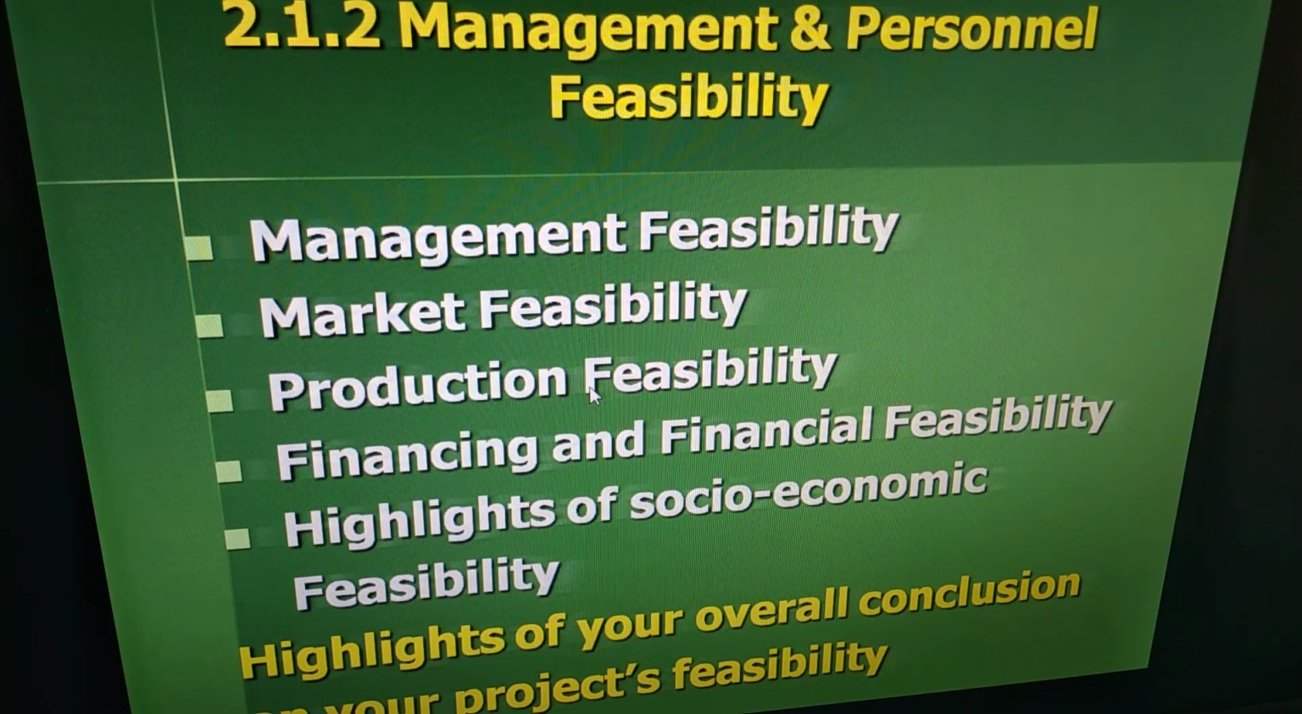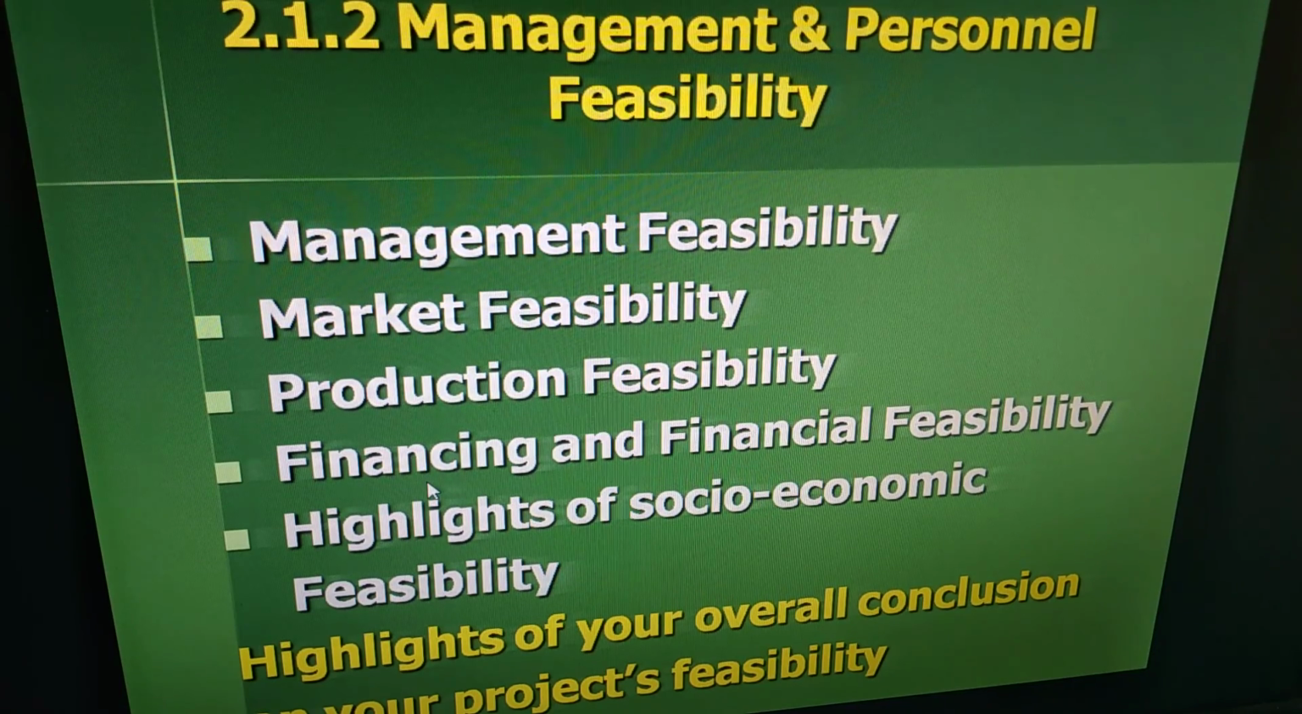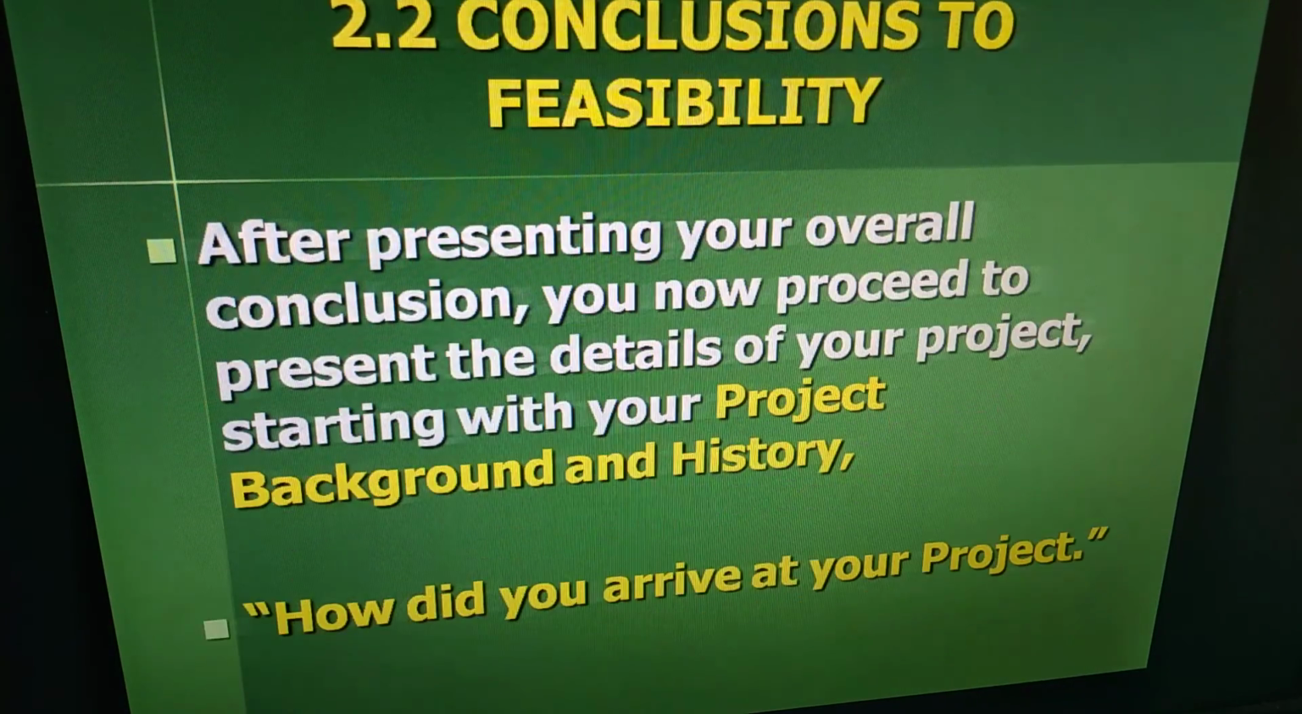Management and personnel feasibility. This talks about your production feasibility, market feasibility, financing and financial feasibility, and the highlights of socio-economic feasibility. And this, in general, highlights your overall conclusion of your project's feasibility. So you have to summarize why you chose this project or product or services, and how feasible your decision is when it comes to management and personnel feasibility.